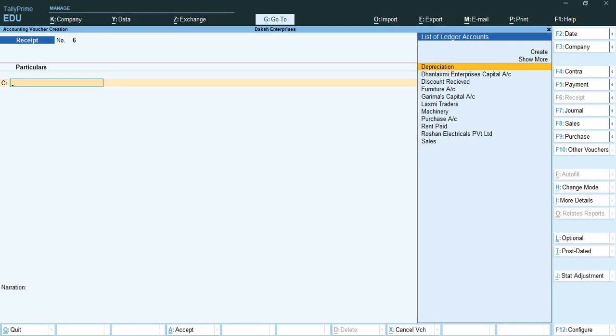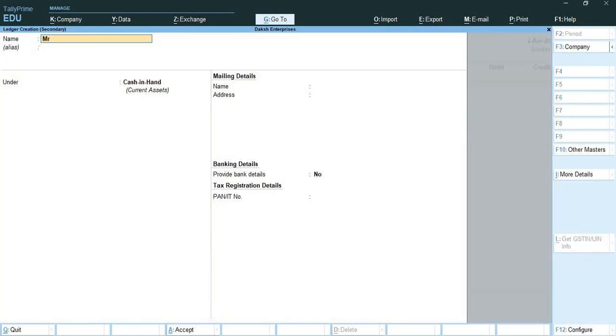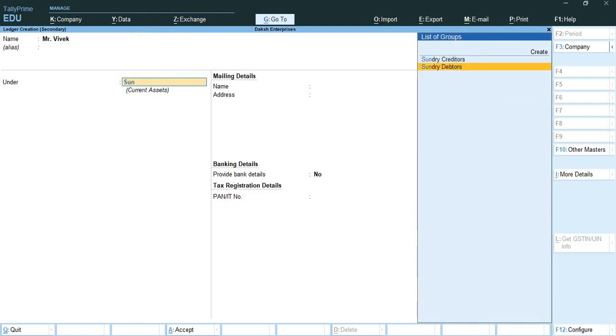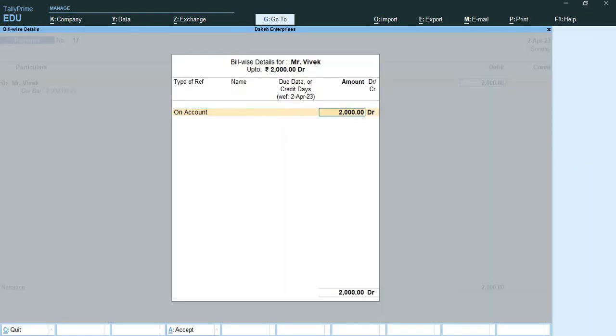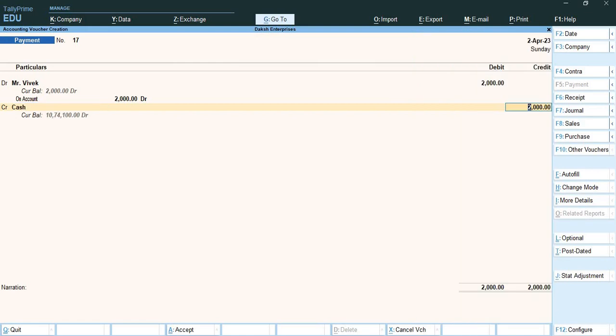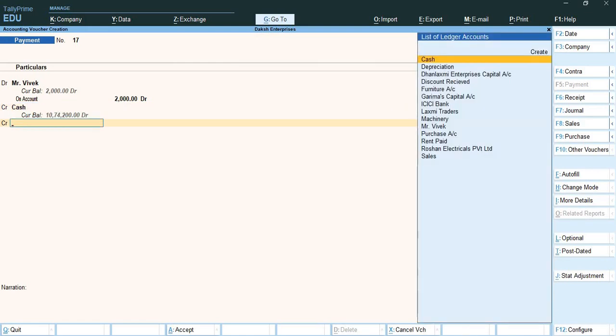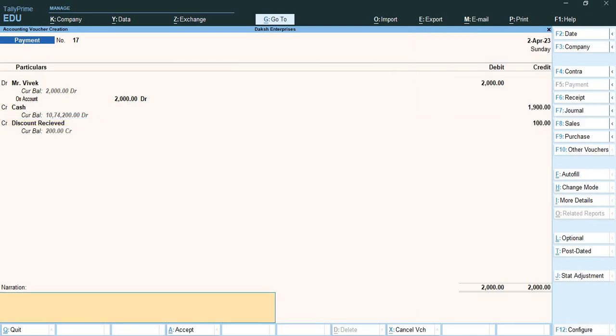Next is purchase goods from Mr. Vivek on cash amounting to rupees 2,000, and 100 discount was received from Mr. Vivek. Okay, so I'll open my payment voucher here. I will create Mr. Vivek's ledger. He is my sundry creditor. I'll put here 2,000, but on cash I'll put 1,900 and credit discount received 100. So this way my debit will be equal to credit.